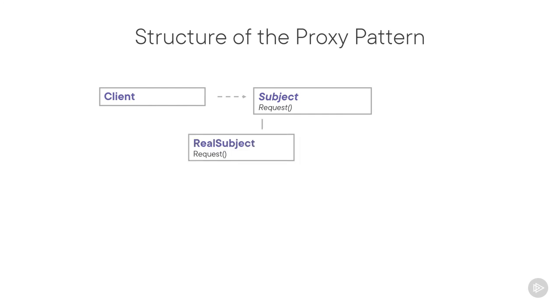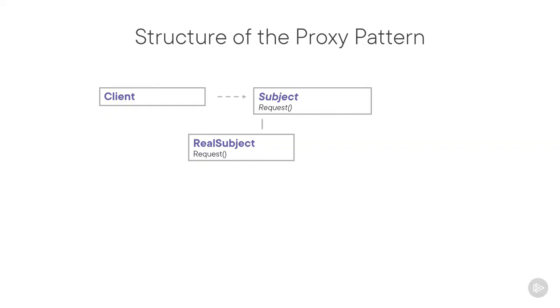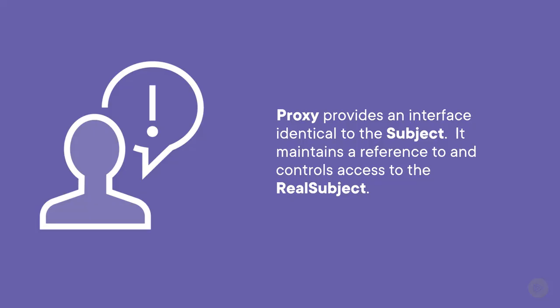Real subject implements this interface. This would be the remote API service. It's the real object that the proxy represents. And then we have the proxy class, which also implements this interface and therefore also has a request method. It thus provides an interface identical to the subject so that the proxy can be substituted for the real subject.